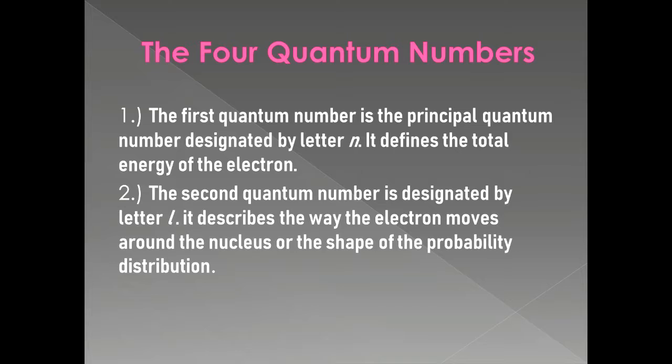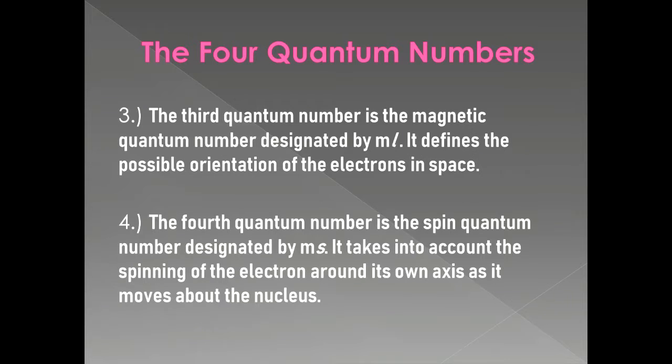The second quantum number is designated by the letter l. It describes the way the electron moves around the nucleus, or the shape of the probability distribution. The third quantum number is the magnetic quantum number, designated by ml. It defines the possible orientation of the electrons in space. The fourth quantum number is the spin quantum number, designated by ms. It takes into account the spinning of the electron around its own axis as it moves about the nucleus.